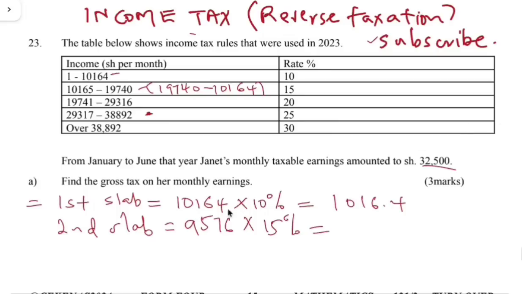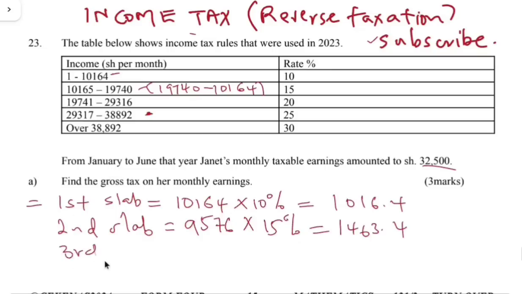Sorry for the cough. So 9,576 times 15%. So ile answer times the 15%, which is 15 over 100, 0.15. Okay, and gives you the answer of 1,463.4. Kama tumeelewana, twende kwa third slab.